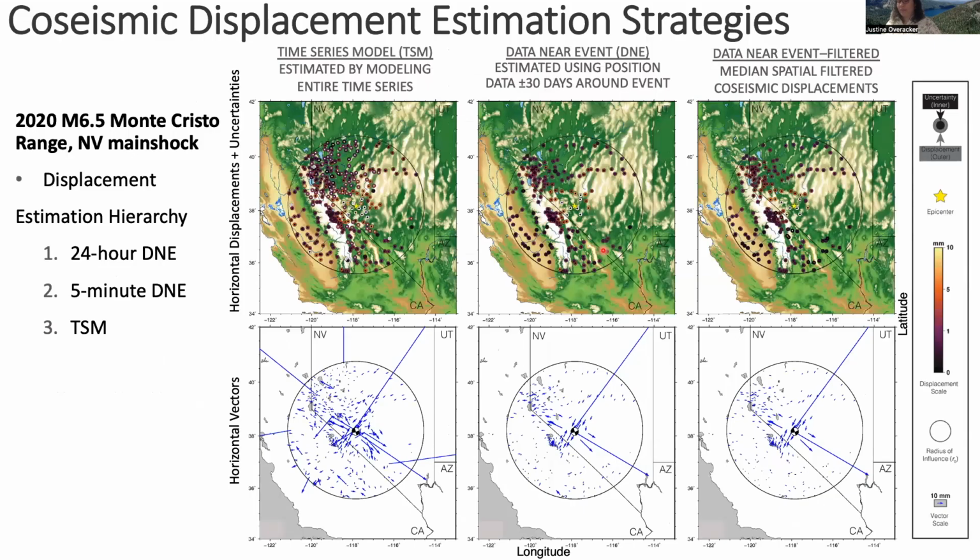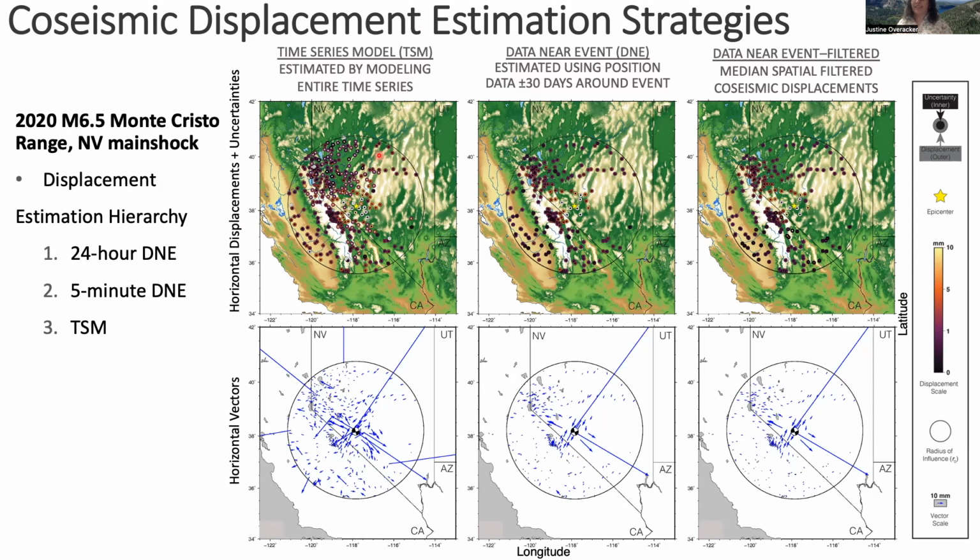So how are these coseismic displacements estimated? Well, there are two basic models for estimating coseismic displacements. The first is the time series model, with examples shown on the far left, and then the data near event model in the middle. These are coseismic displacements for the magnitude 6.5 Monte Cristo Range earthquake. And it might be a little hard to see on the screen, but the outside ring is the horizontal magnitude of the displacement. The inner ring is the uncertainty.